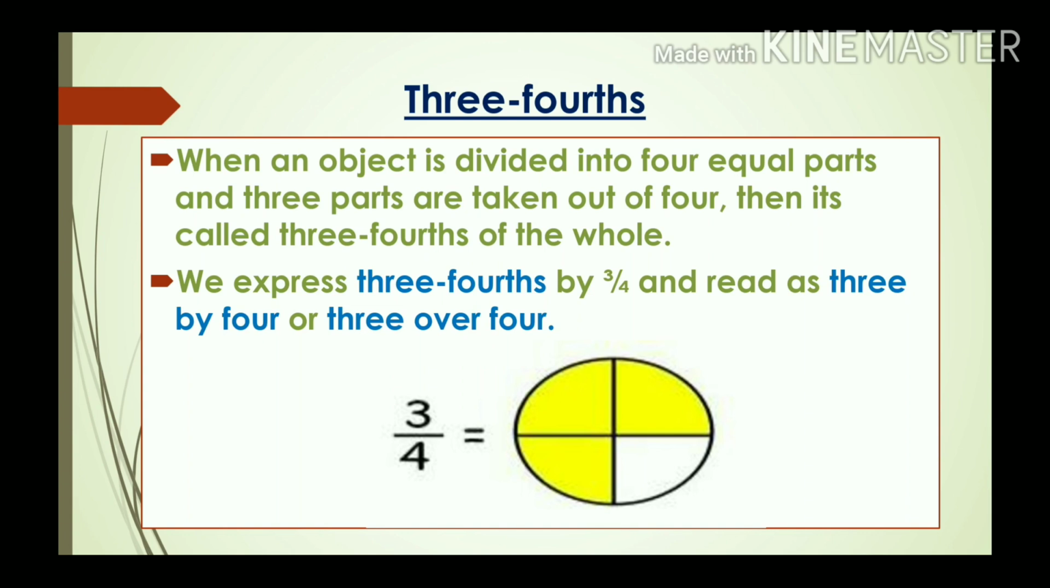Now 3/4. So what is 3/4? When an object is divided into four equal parts and three parts are taken out of four, then it's called 3/4 of the whole. Students, we can express 3/4 by 3 out of 4 and we can read it as 3 by 4 or 3 over 4. Here, in this picture, the whole circle is divided into 4 equal parts, and out of 4, 3 parts are shaded. So the fraction for the shaded part is 3 out of 4, or 3 by 4.